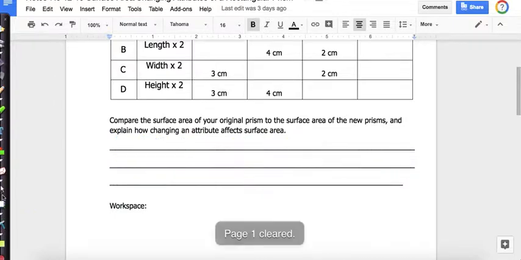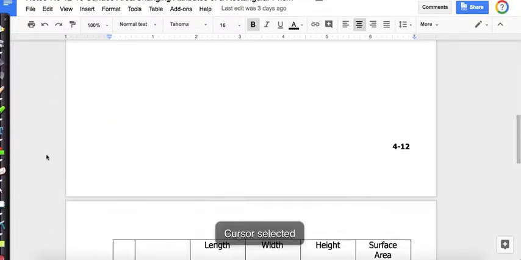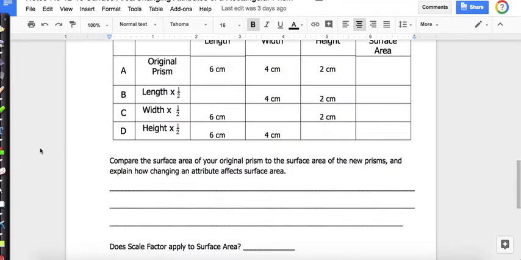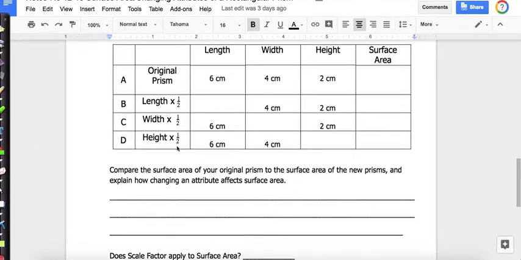So now turn it over to the back. And now we're going to look at what happens if I reduce it by a scale factor. We increased it on the first page, now we're going to decrease it. Okay, so we have our original length is 6, width is 4, height is 2. So if we take half the length, we're going to get 3 centimeters. If we take half the width, we're going to get 2 centimeters. And half the height is 1 centimeter.